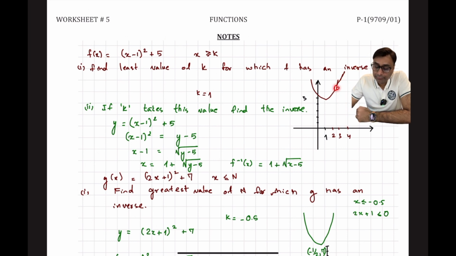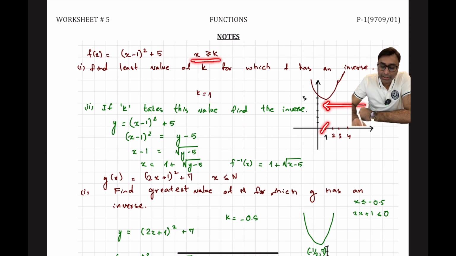If I take greater than or equal to 3, then again it will be a one-to-one function, it will not repeat itself. If I take greater than or equal to 2, it will still be a one-to-one function and it will not repeat itself. But if I go beyond 1, like if I take it from 0 onwards, for some part it goes down and then it goes up again. So that means it repeats itself and it doesn't stay a one-to-one function, and hence it will not have an inverse.